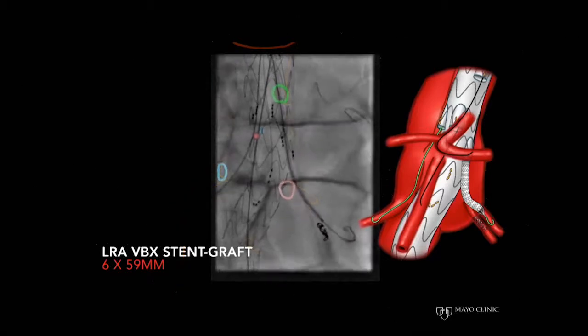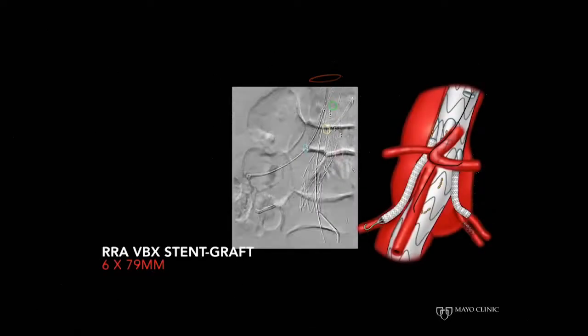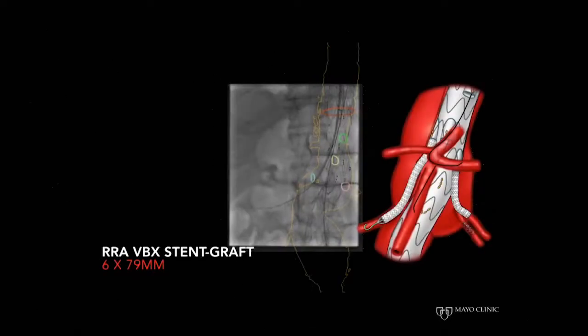First, a VBX stent was advanced on the left side, the balloon inflated, and the proximal part was flared with a 7 mm balloon, followed by selective angiography. The same process was now repeated with the right renal artery, again using the VBX balloon-expandable stent graft, flaring, and final angiography of the right renal artery.